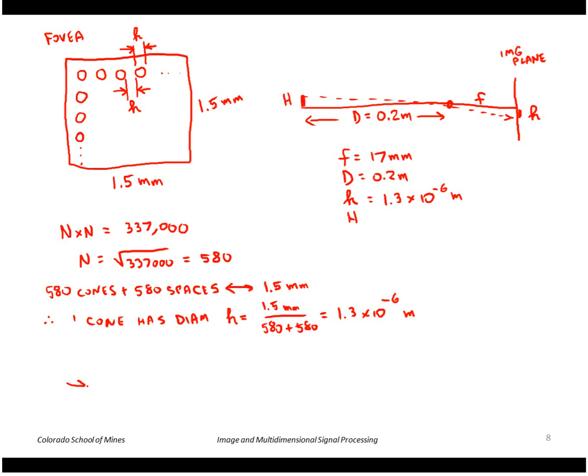Now we can use our similar triangles to calculate what big H is. Using big H over d is the same as little h over f, so big H is equal to d times little h over f. That comes out to be 15.3 times 10 to the minus 6 meters, or converting that to millimeters, 0.015 millimeters. That's the minimum size of a dot on a page that would be 0.2 meters away from your eye.